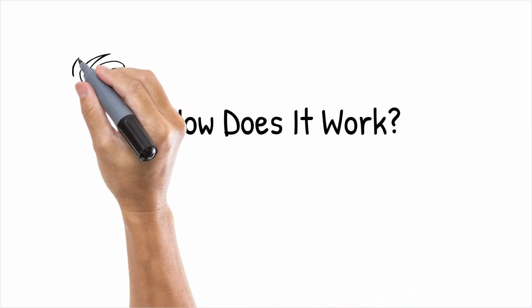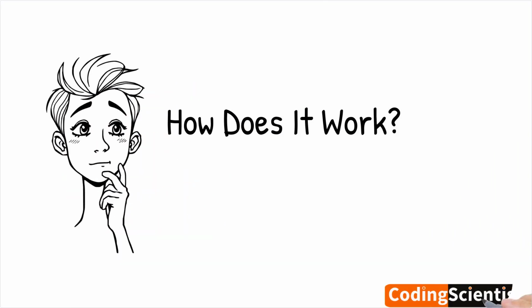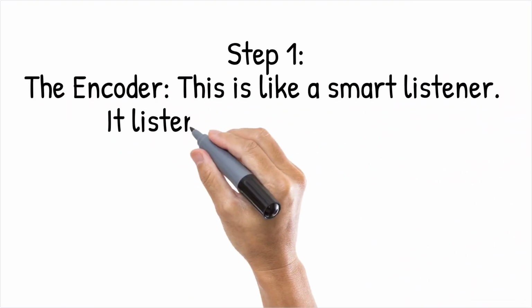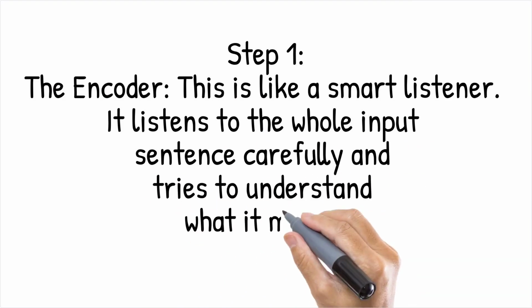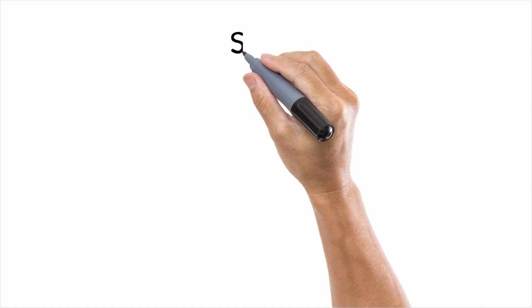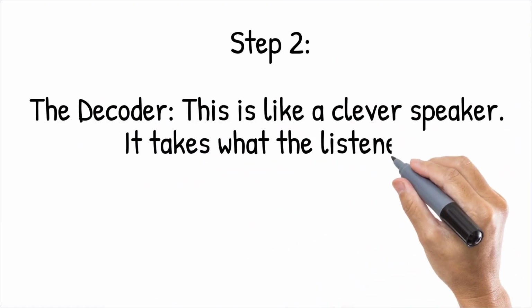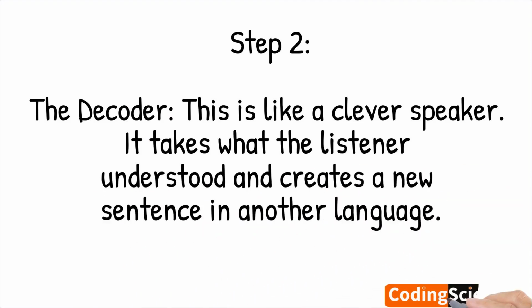How does it work? Think of it in 2 steps. Step 1. The encoder. This is like a smart listener. It listens to the whole input sentence carefully and tries to understand what it means. Step 2. The decoder. This is like a clever speaker. It takes what the listener understood and creates a new sentence in another language.